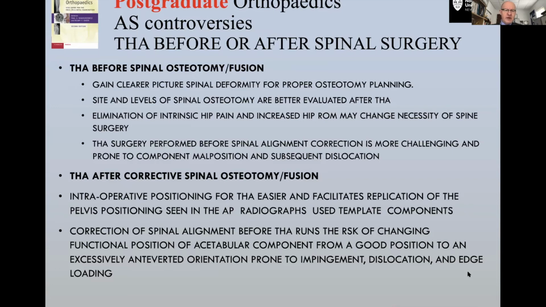If I perform total hip arthroplasty after correction of spinal deformity with osteotomy and fusion, the positioning of the patient for total hip arthroplasty is easier, and it facilitates the replication of the pelvic positioning seen in the AP radiographs, which I would be using to template the components. But correction of spinal alignment before total hip arthroplasty runs the risk of changing the functional position of the acetabular component from a good position to an excessively anteverted orientation, prone to impingement, dislocation, and edge loading. So that would be some concern.